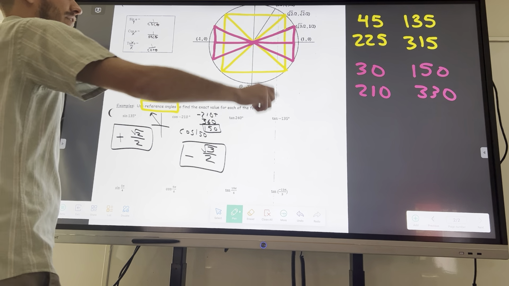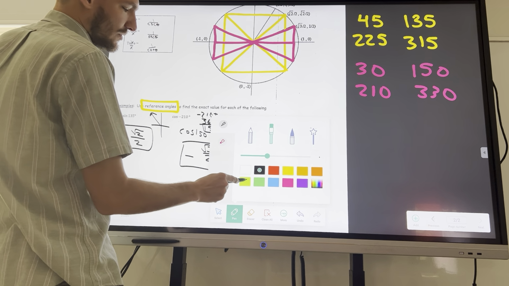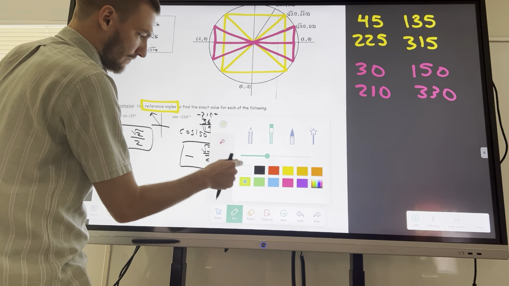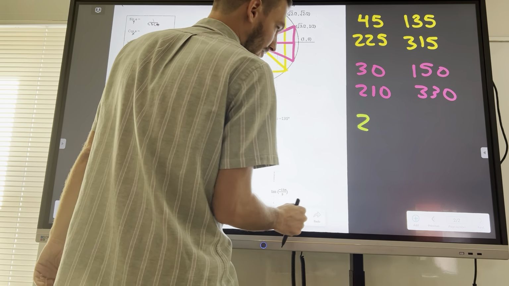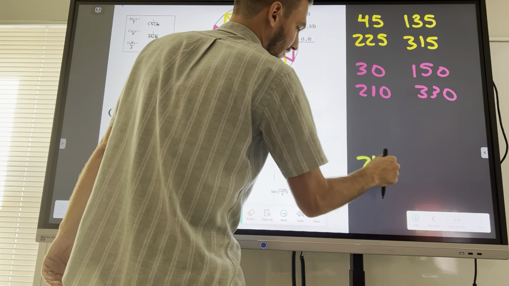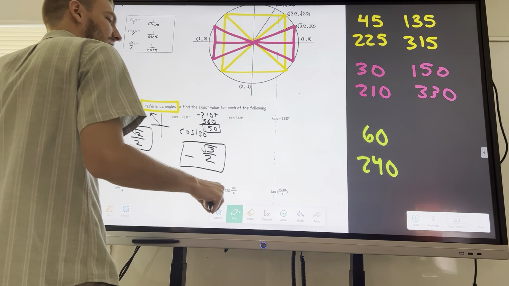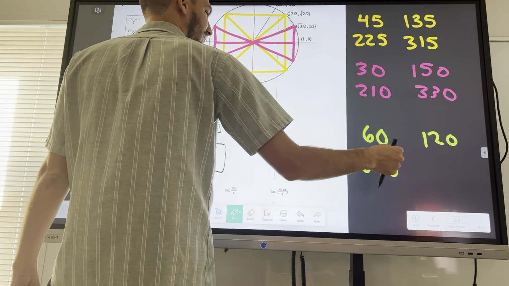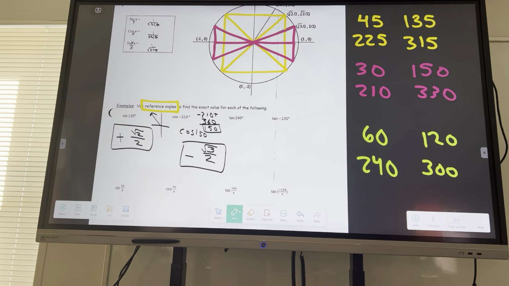Lastly, 240, which is not in our list. So 240 makes up that last group. Let's go with green. Oh, that's not green. Got it. 240. And what other angles match up with 240? 60 is right. And what about quadrant 2? 120. What about quadrant 4? 300. All of those are nice buddies that match up and they group up together.